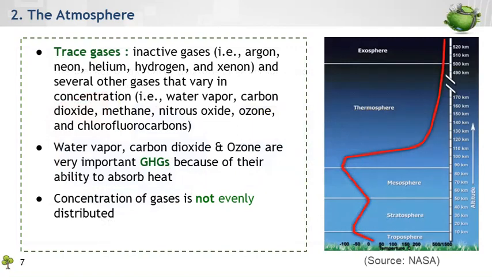Trace gases in the Earth's atmosphere contain rare gas species such as argon, neon, helium, and xenon, and greenhouse gases like water vapor, carbon dioxide, methane, nitrous oxide, ozone, and the chlorofluorocarbon family. The presence of these greenhouse gases in the Earth's atmosphere plays a very important role in trapping heat to keep the Earth's surface temperature warm.